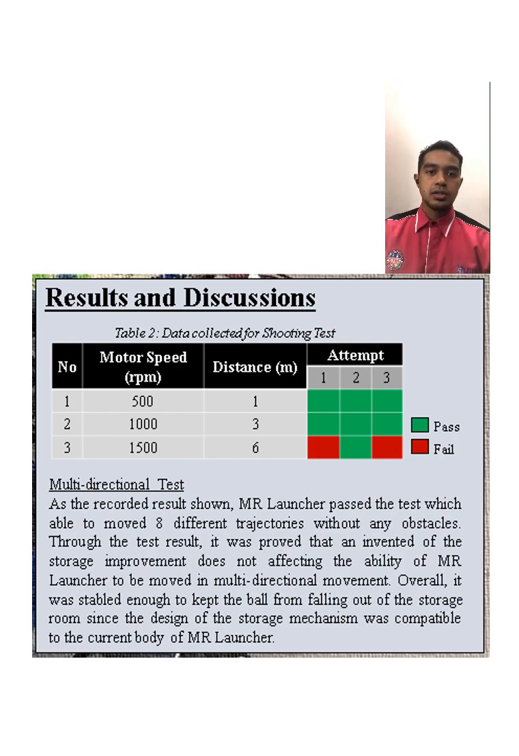So the result for the second test is, as the recorded result shows, the MR launcher passed the test, able to move in 8 different trajectories without any obstacles. Through the test result, it was proved that the invention of the storage improvement does not affect the ability of the MR launcher to move in multi-directional movement. So overall, it was stable enough to keep the ball from falling out of the storage, since the design of the storage mechanism was compatible with the current body of the MR launcher.